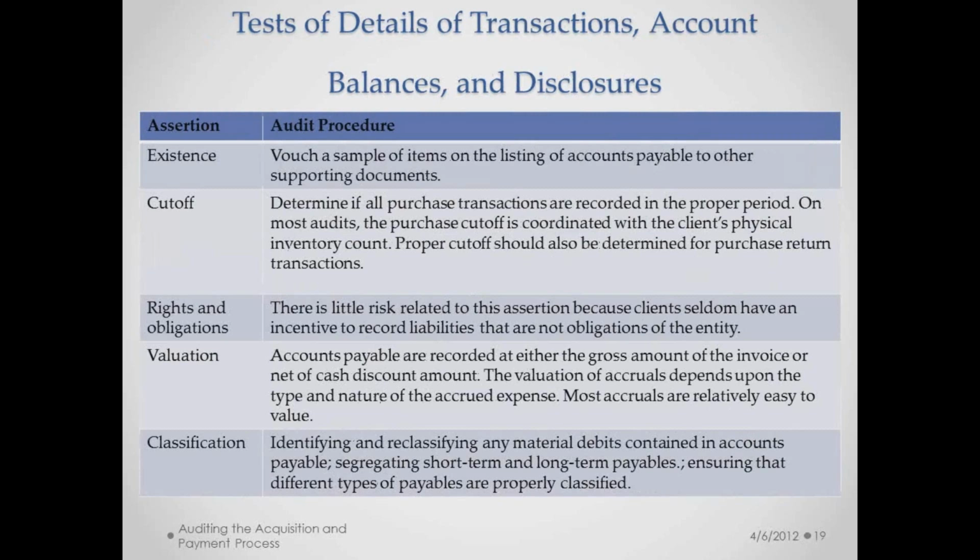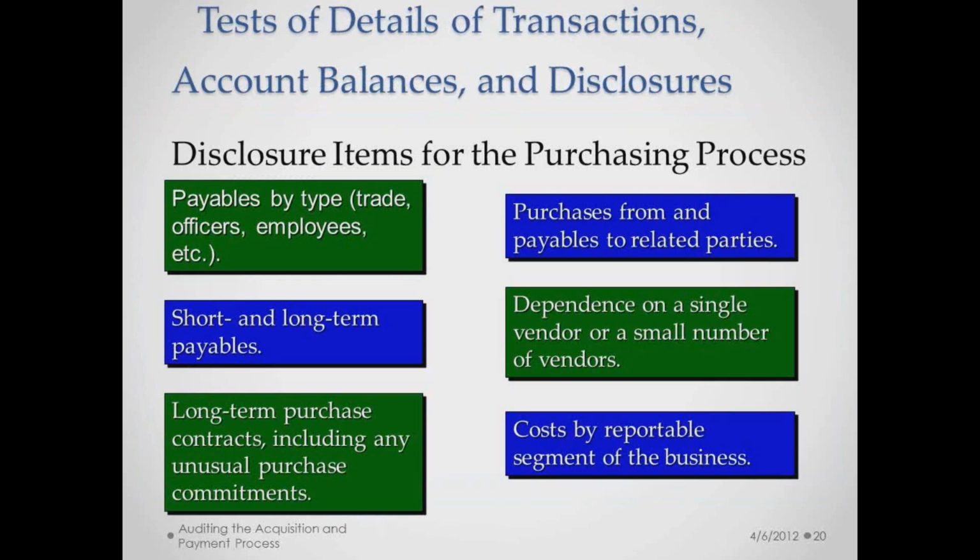Balances and disclosure. Existence, again, looking at accounts payable to supporting documentation, doing a cutoff test, so you would look at transactions to ensure that they're recorded in the proper period. Rights and obligations are basically that you're recording liabilities that are the company's liabilities and not a liability for employees or senior management. Valuation, that the amounts are recorded obviously at the correct amount, and then the classification would deal with how they're classified in the financial statements.